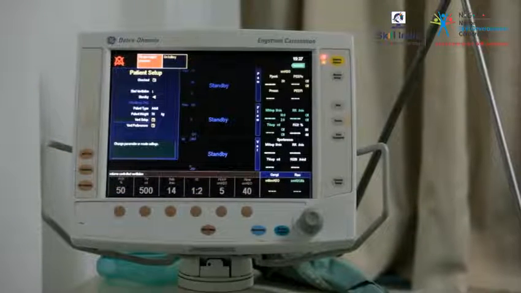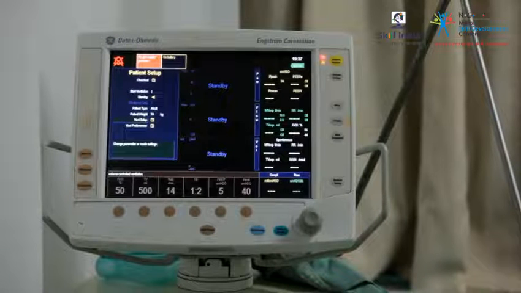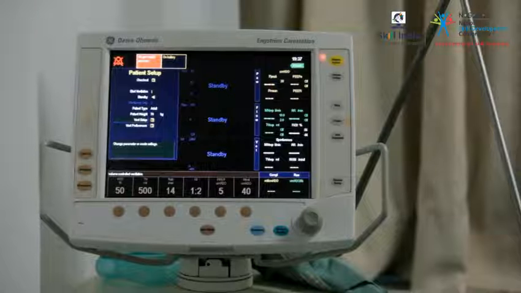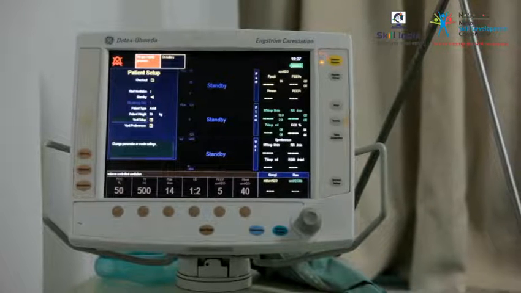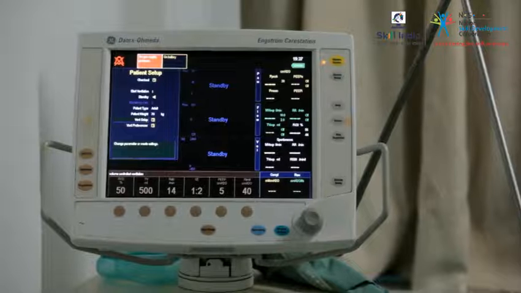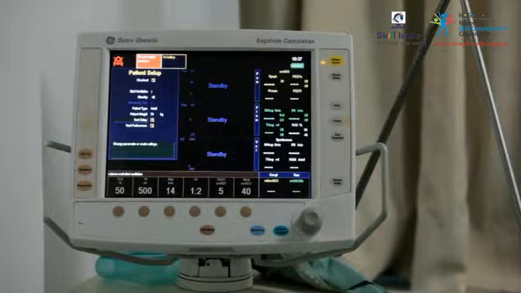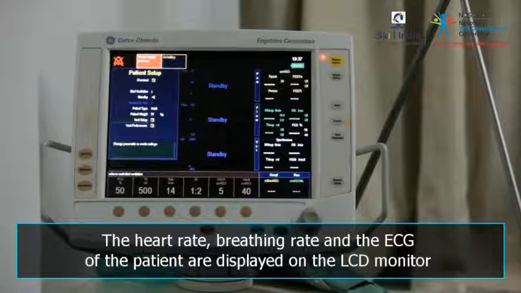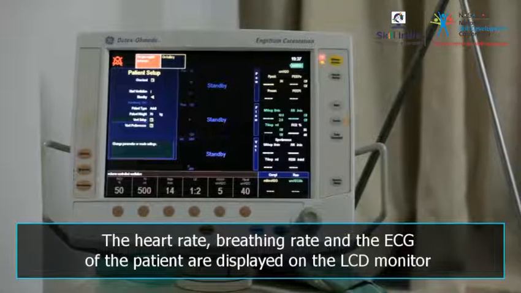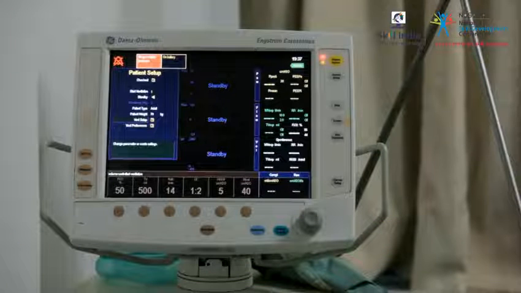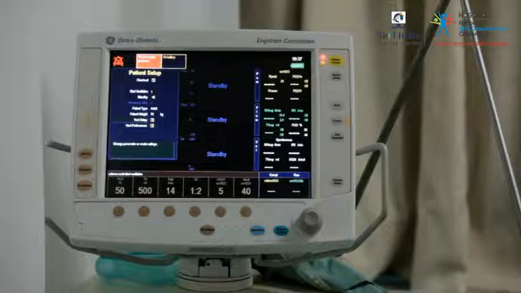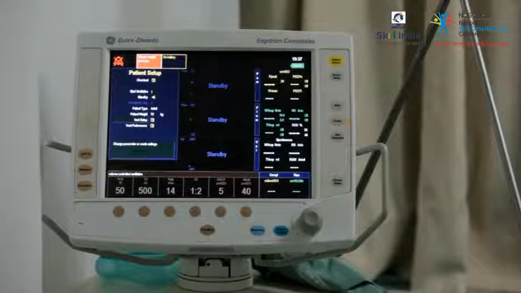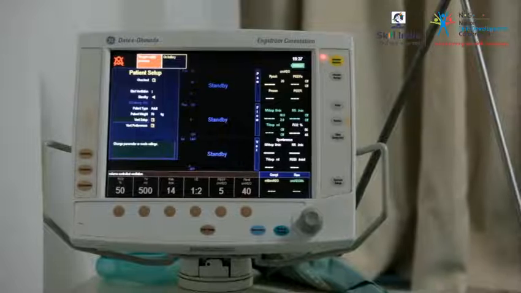One of the most essential tools in patient care is a patient monitor. It is a large device that records and interprets the vital signs of a patient during medical care or treatment. The heart rate, breathing rate, and the ECG of the patient are displayed on the LCD monitor. The patient monitor will be attached by the nurses. The recordings of the patient monitor are noted and reported to the doctor from time to time.